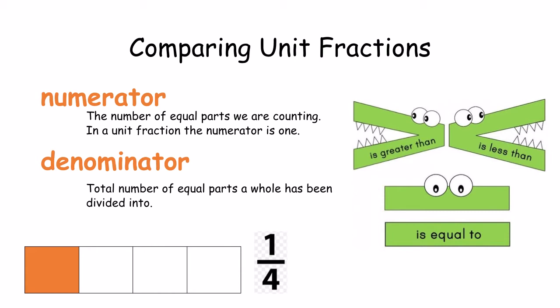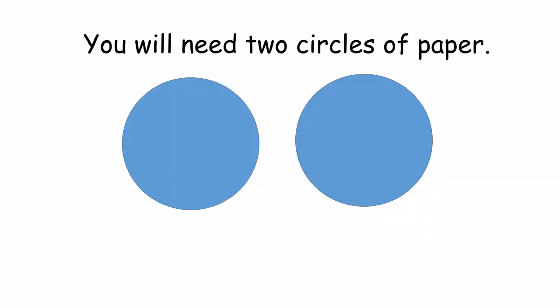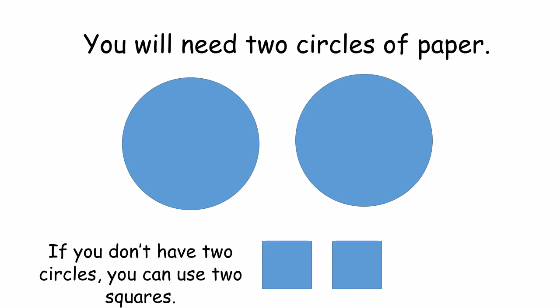Let's start today's lesson where we will be comparing unit fractions. Comparing fractions with a numerator of 1. For today's lesson, you will need 2 circles of paper that are the same size. If you don't have 2 circles, you can use 2 squares of paper, but remember they must be the same size.